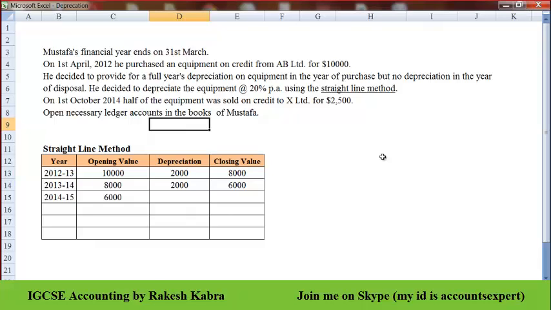On credit means we need to pay money to AB Limited. That is a different matter. We will pay him later on. There is no number of years.